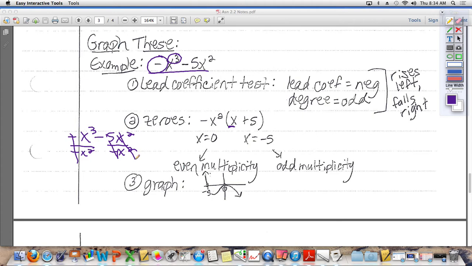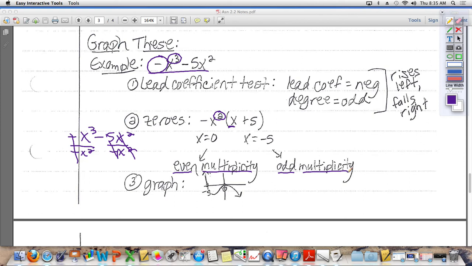So the zeros. Look at this, negative x squared, x is equal to 0. You with me here? But notice here I wrote that it's even multiplicity. Even multiplicity because it's squared. 2 is an even number, has even multiplicity. If it's x plus 5, the zero is negative 5, which is odd, odd multiplicity.